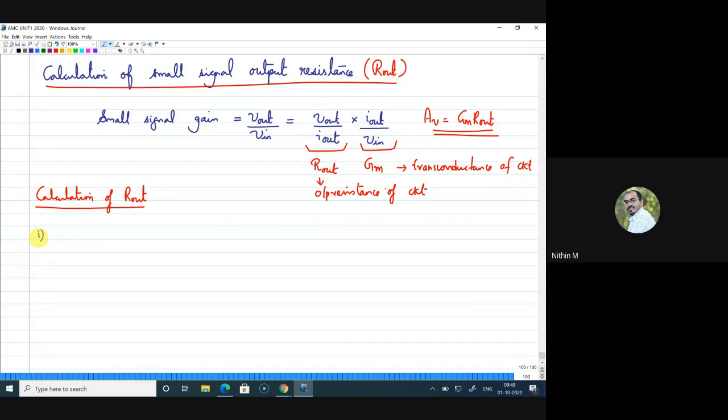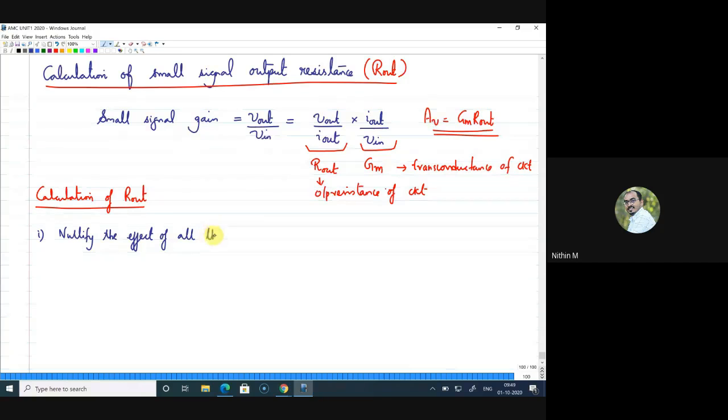Now, to calculate R out, if you follow certain steps, we can find the output resistance of any circuit in a systematic way. That is what I'm going to explain now. The first step is we should nullify the effect of all the other sources. So I will write: all the other independent sources.